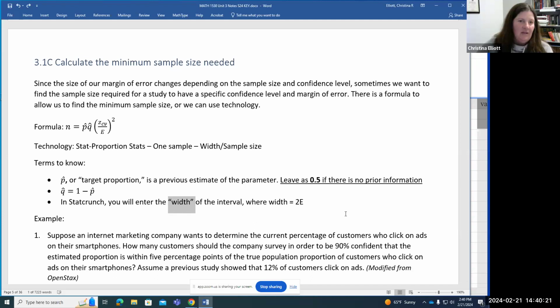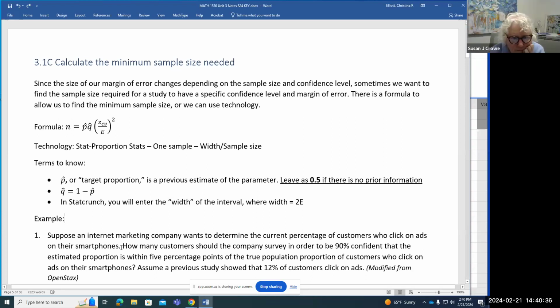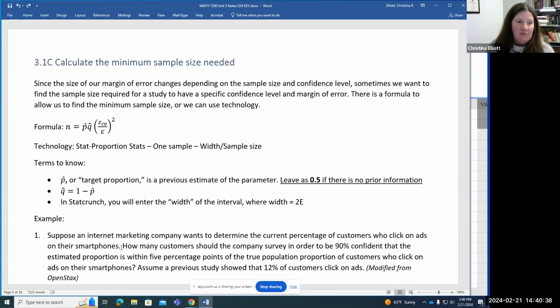Okay, so in this example here, suppose an internet marketing company wants to determine the current percentage of customers who click on ads on their smartphones. So they want to do a study for population proportion. How many customers should the company survey in order to be 90% confident that the estimated proportion is within 5 percentage points of the true population proportion of customers? Assume a previous study showed that 12% of customers click on ads. There's a lot of information in that.